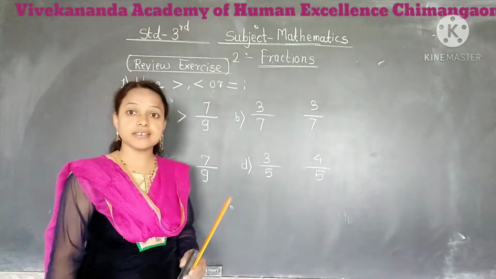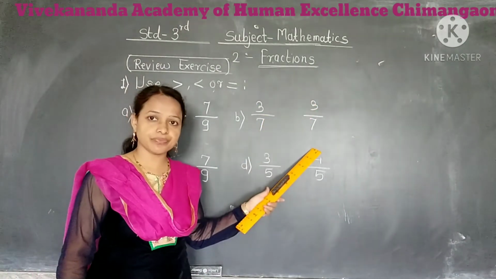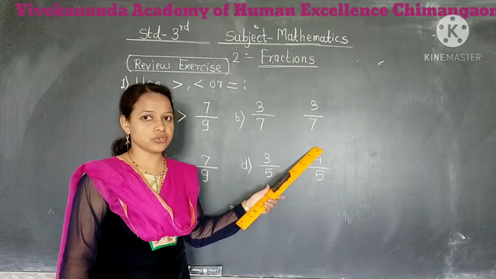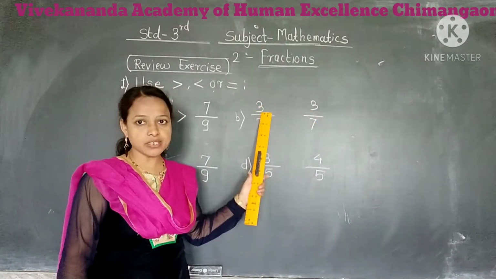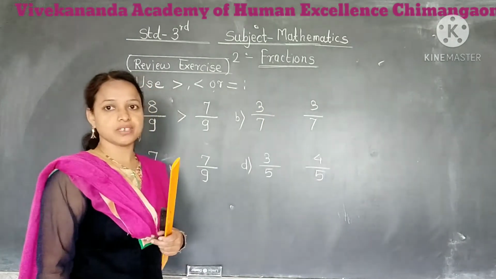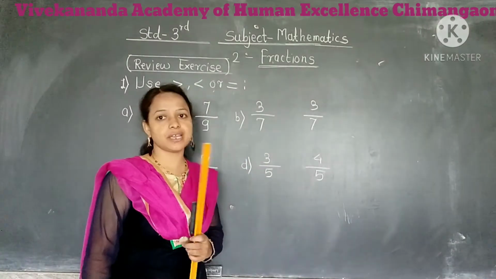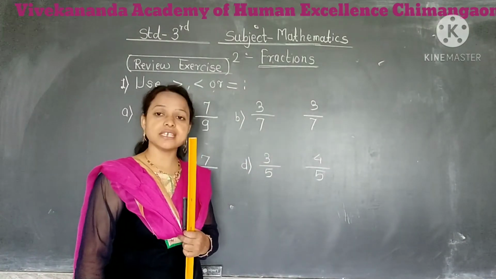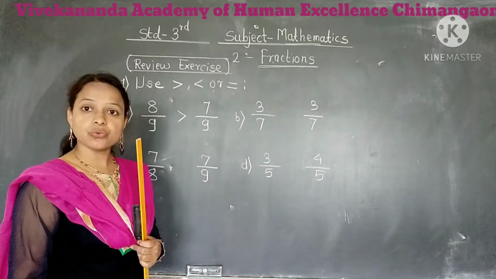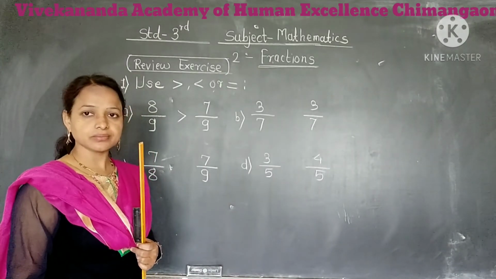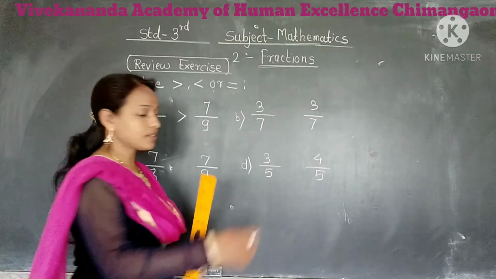Okay, now see the next example. 3 upon 7 and 3 upon 7. Look carefully here. Here the numerator is also the same and the denominator is also the same. These are like fractions, but the numerator is also the same, means these are equal fractions. Then tell me which sign we have to use here? Yes, correct. We have to use the equal sign.